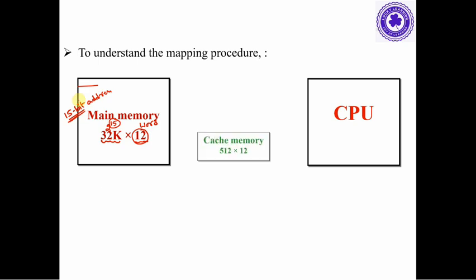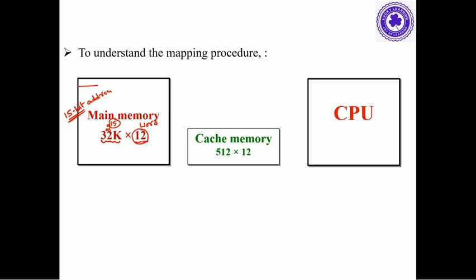Between main memory and the CPU, we have a cache. As we know, cache is smaller in size compared with main memory, and here I'm assuming a cache of size 512 words. 512 means 2 to the power of 9. It means to address the cache, we use a 9-bit address. And each word in the cache is 12 bits. Now observe, the word in the memory is 12 bits, and the word in the cache is also 12 bits.